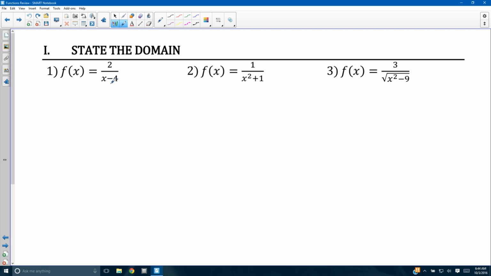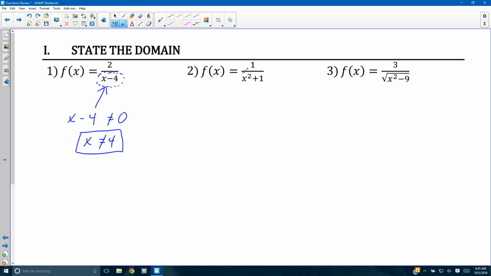Stating the domain means I must find the values of x that I should or should not be able to plug into an equation because I cannot get some outputs, and I have to figure out which cases they are. Like this one, I can't divide by 0. If x minus 4 was 0, that would be an issue. Add 4 to both sides, you will recognize that x could not equal 4.